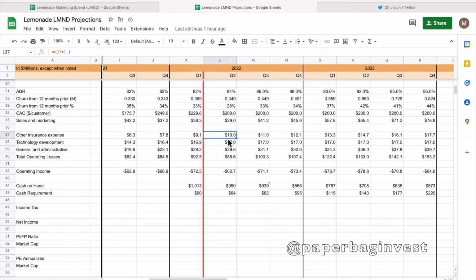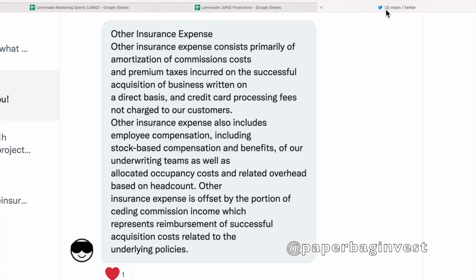Then I have here other insurance expenses, which I wasn't exactly sure what that was, but I had some people help me out on Twitter. And the best answer I got here was: other insurance expense consists primarily of amortization of commission costs and premium taxes incurred on the successful acquisition of business underwritten on a direct basis, and credit card processing fees not charged to our customers. Other insurance expense also includes employee compensation, including stock-based compensation and benefits of our underwriting teams, as well as allocated occupancy costs and related overhead based on headcount.